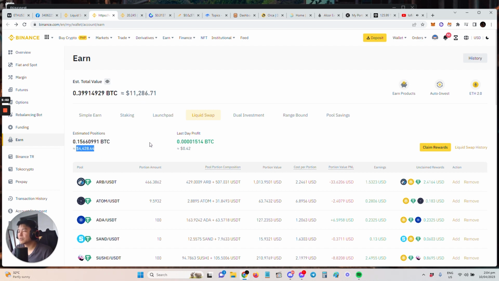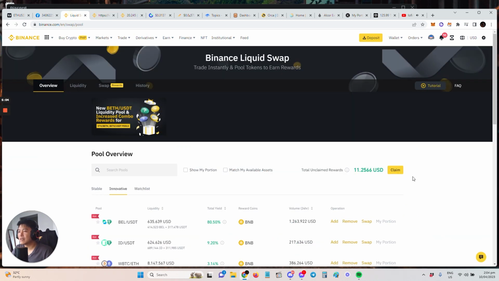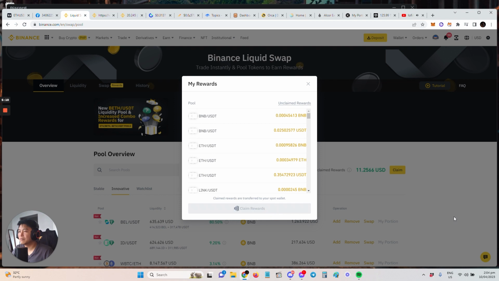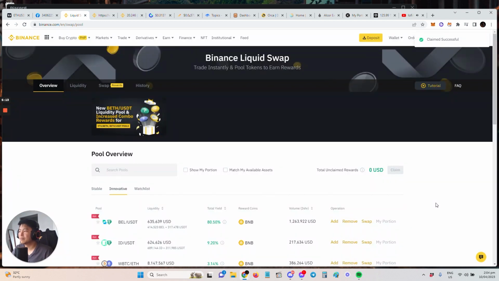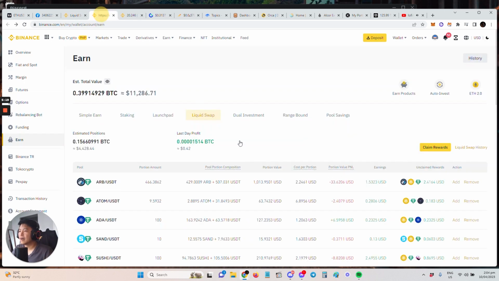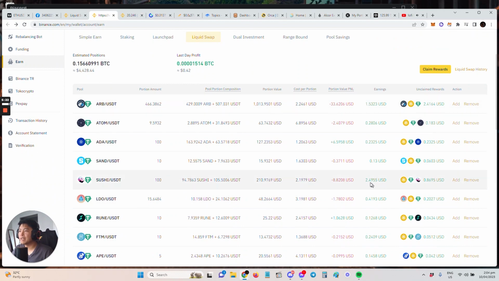Of liquid swap. So parang within a week, meron na tayong 11.95. So I can just claim that. And then this goes to my spot wallet. So yan, claim reward, spot wallet. And then from the spot wallet, I can decide to stake it or I can decide to put it back into the liquidity pool, add into these positions. So pwedeng ganun yung gagawin natin.